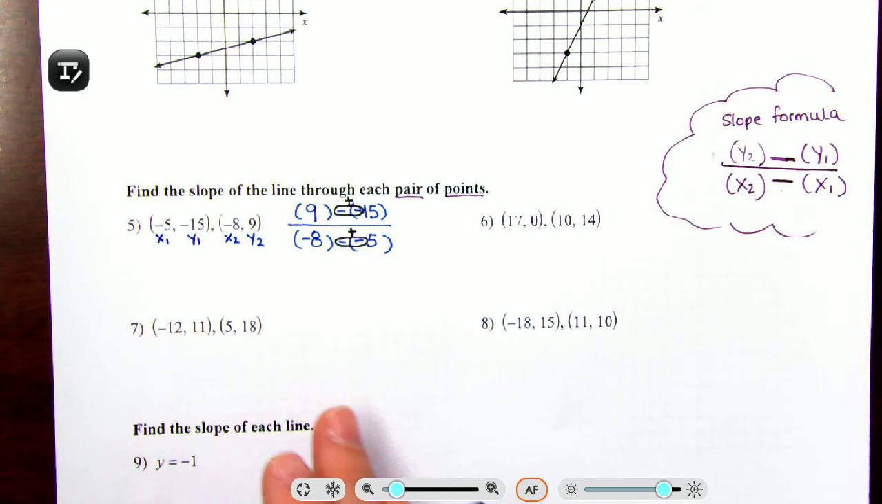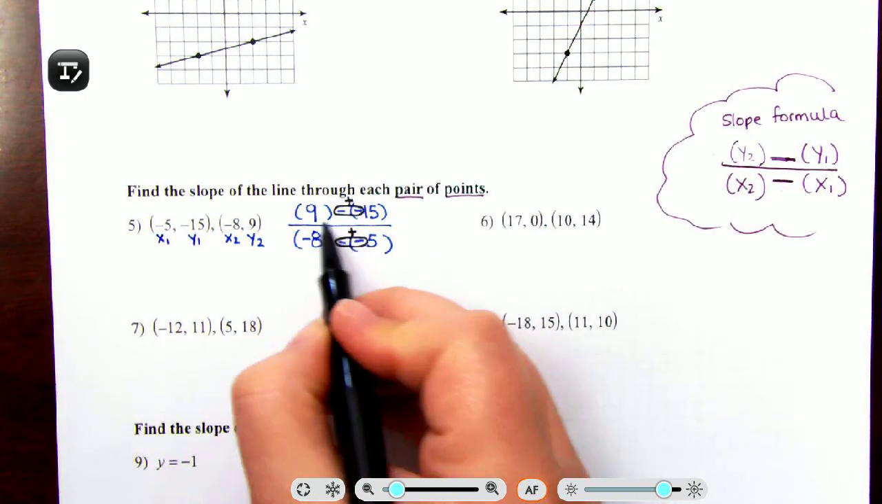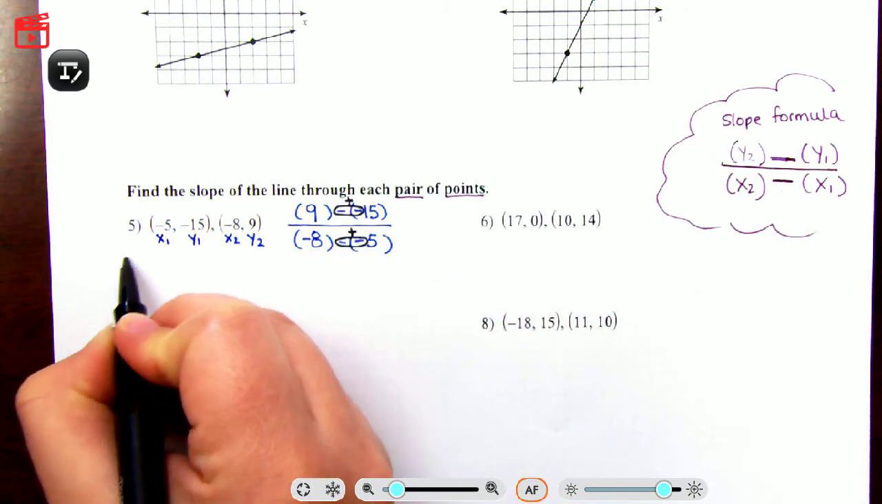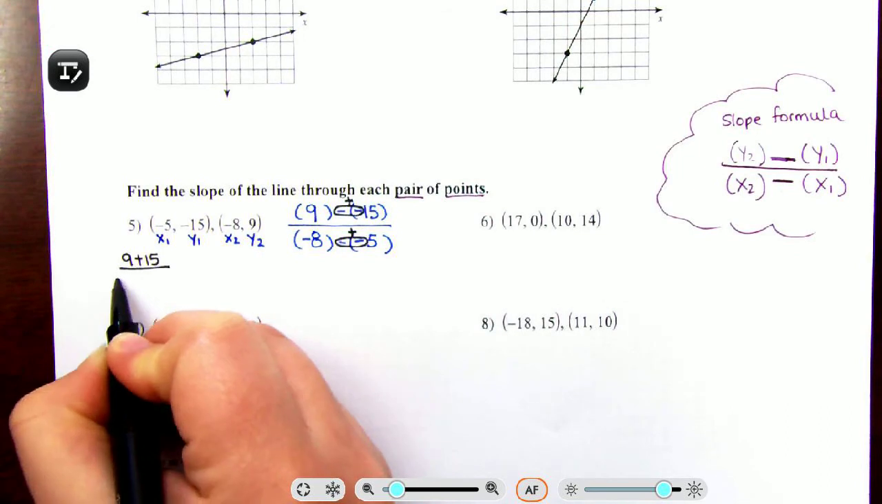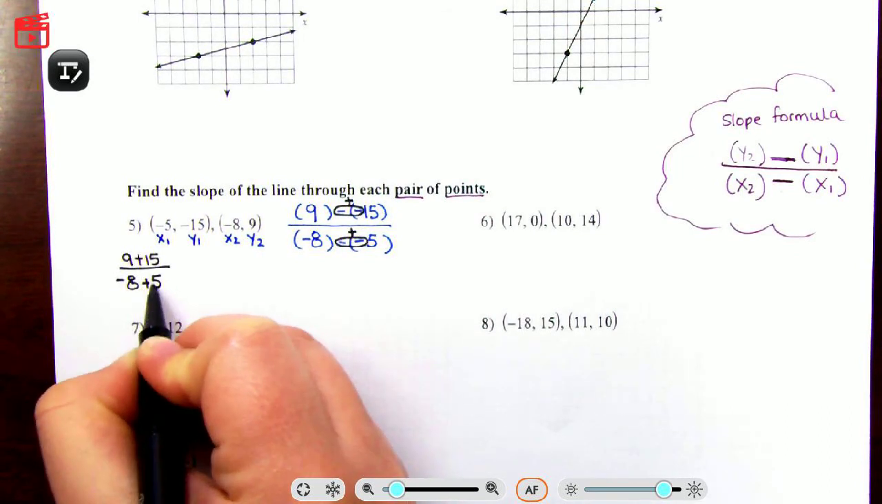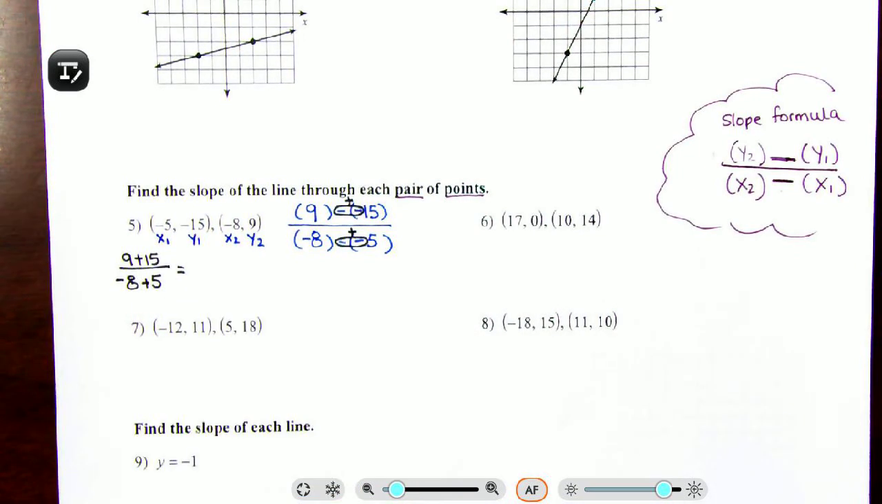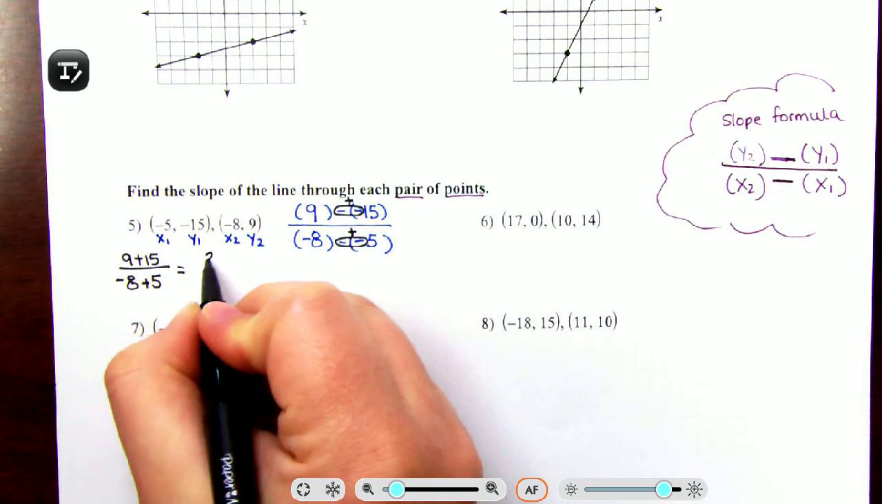Okay, after this, I'm going to use my counters. So 9 plus 15, I'm going to rewrite what I have on top. On the bottom, I have negative 8 plus 5. On top, I don't need my counters because for 9 plus 15, I can use my fingers. 15, 16, 17, 18, 19, 20, 21, 22, 23, 24. So on top, I have 24.